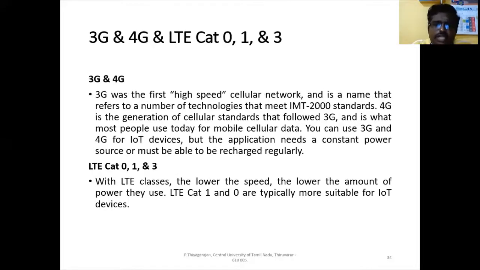Next, 3G and 4G. 3G was the first high-speed cellular network, and it is a name that the technologies refer to in IMT-2000 standards. 4G is a generation of cell phone standard that followed 3G, and it's vast, and this is the most used network nowadays. And the 4G's speed is really appreciable. Next protocol is nothing but LTE CAT 0, 1 and 3. With LTE classes, the lower the speed, the lower the amount of power they use. LTE CAT 0 and 1 are typically suitable mostly for IoT devices.